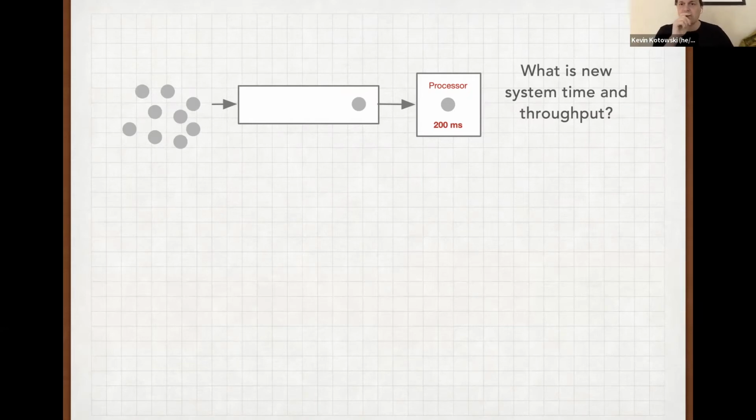Thanks, Ron. Okay, so let's say that we've got a processor that processes at 200 milliseconds instead of 100 milliseconds. So then what is the new system time going to be for a single customer running through? And then what's the throughput for the whole system going to be in customers per second? Go ahead and chat it away.